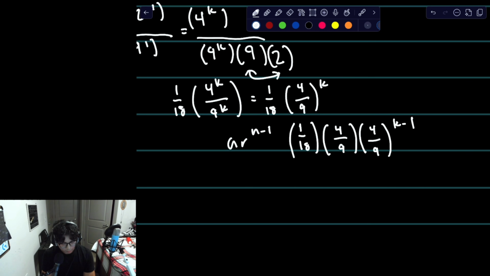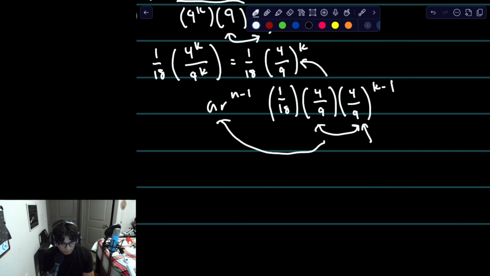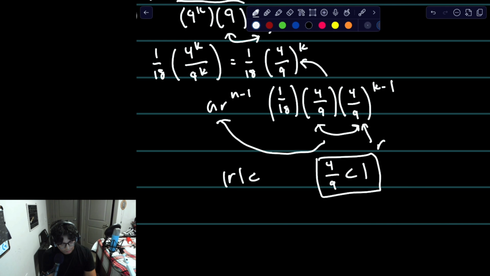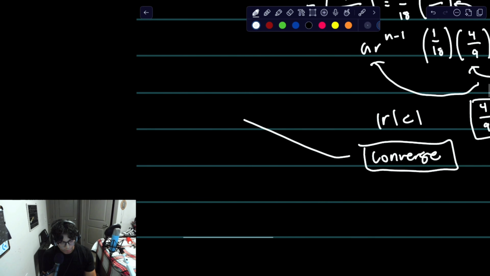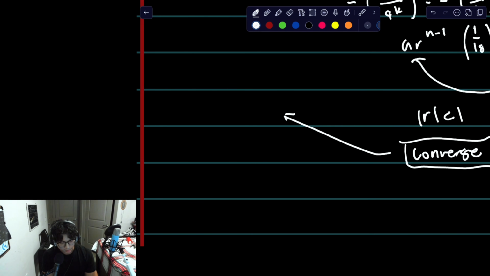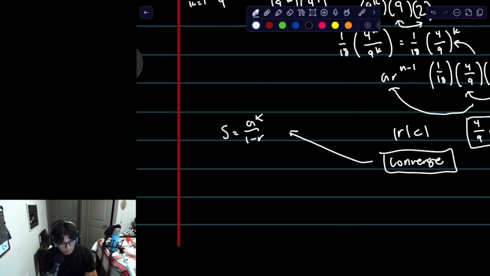And so this is basically the same exact thing as this over here, but in this case it more accurately represents this. Now this is identified as our r, which is our ratio, and 4/9 is less than 1. And remember, if the absolute value of our ratio is less than 1, our series will converge. So the form of a convergent geometric series is that the sum equals a over 1 minus r, where a is our first term.